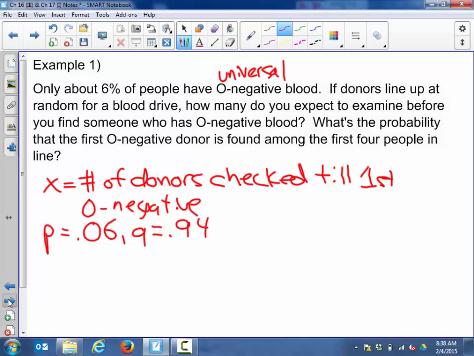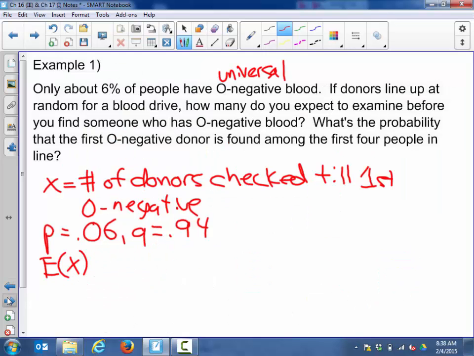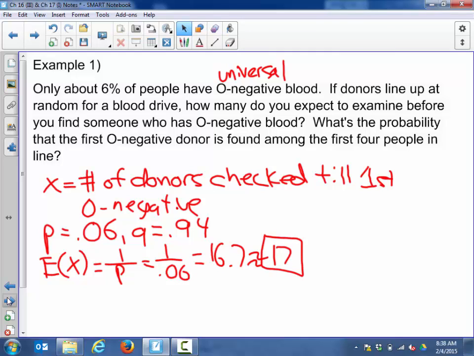All right, so we've defined our variable. We have our P's and our Q's all lined up. And we want to know, how many do you expect to examine before you find someone who has O-negative blood? Well, that's just the expected value of X, which last slide we said the mean of the geometric model was 1 over P. So that is 1 over 0.06, which is 16.7, which is approximately 17 people that you expect to need on hand before you find your first universal blood type. So there's the first chunk answered.